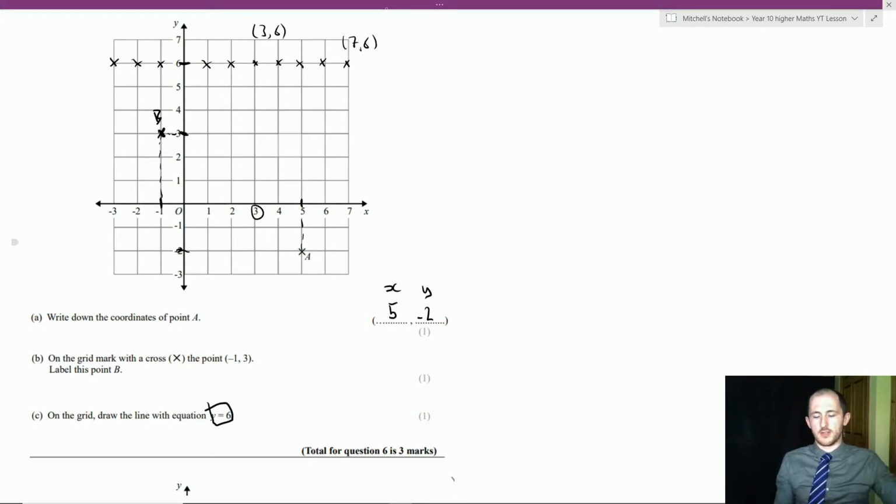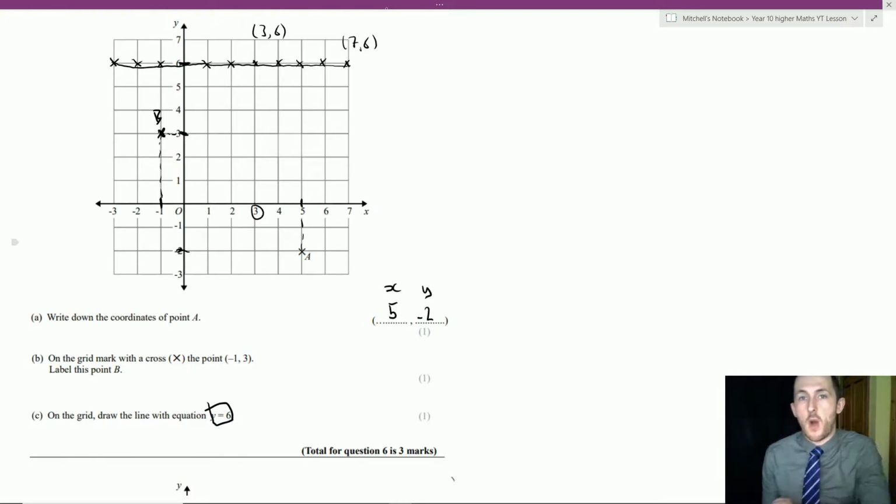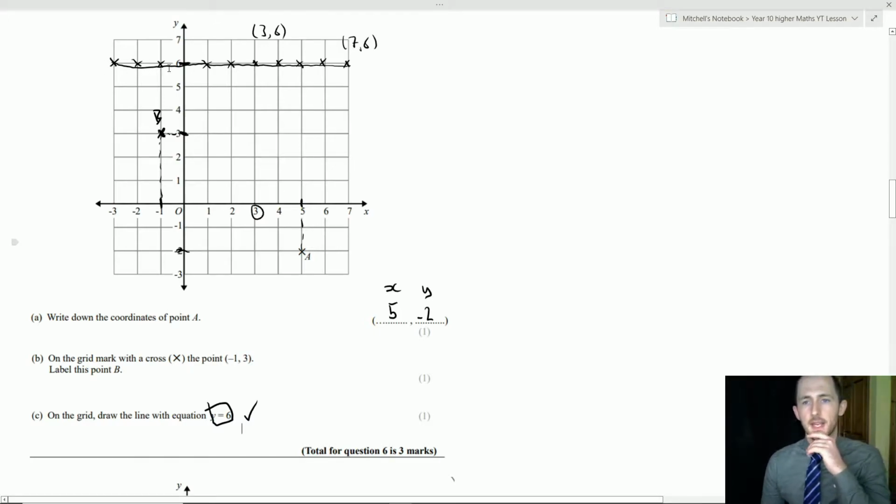So now all we need to do is draw a straight-ish line going through these points. I said straight-ish, so don't judge me too hard. But yeah, that would be what y equals 6 would look like. Just a flat horizontal line going across.